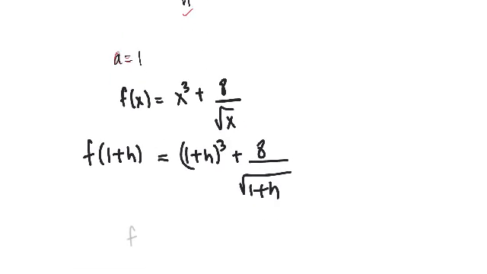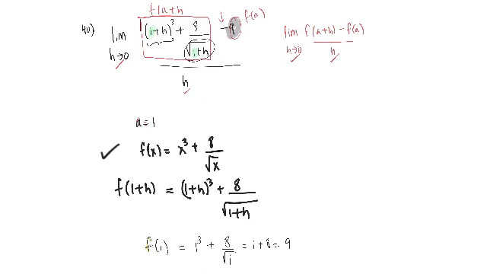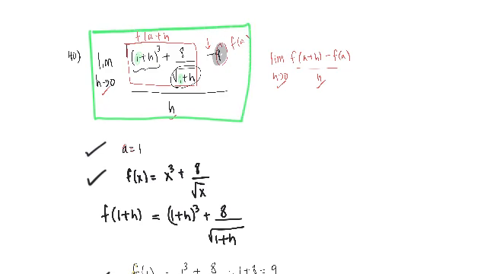If I do f of 1, I'm going to get 1 cubed plus 8 over the square root of 1, which is 1 plus 8, or 9. So that checks out. With this guess, f of x equals that function and a equals 1, f of 1 would be 9. And this whole limit, this entire thing, right, this whole thing means f prime of 1 for this particular function, right?